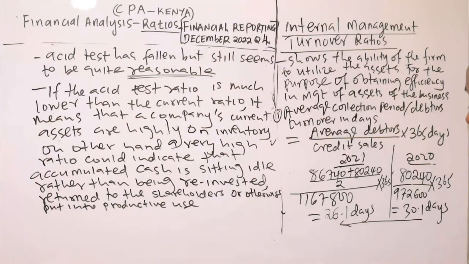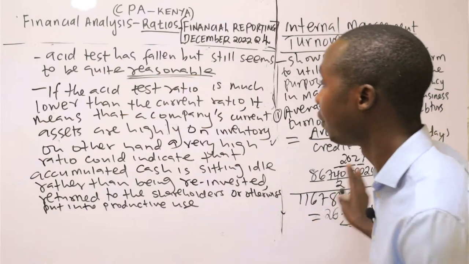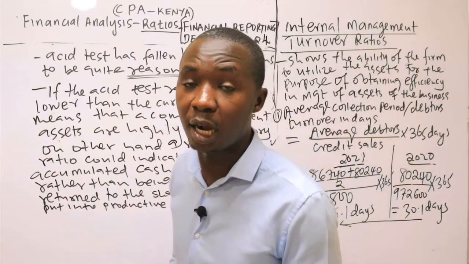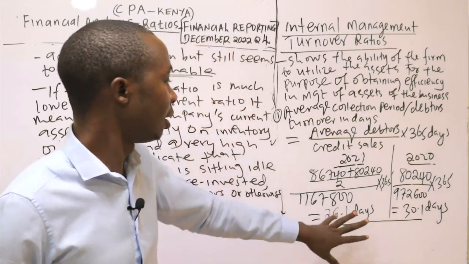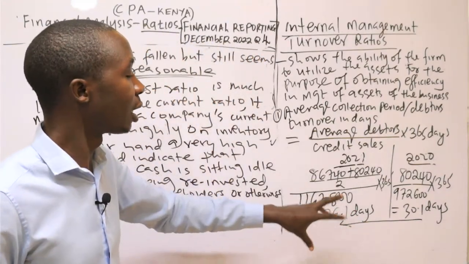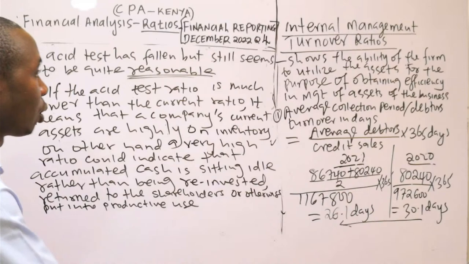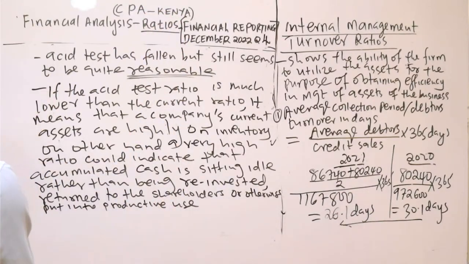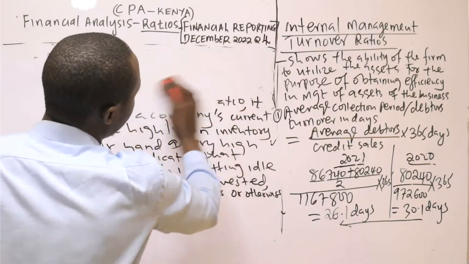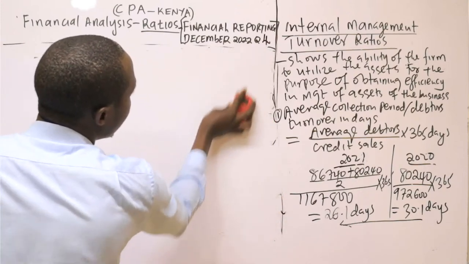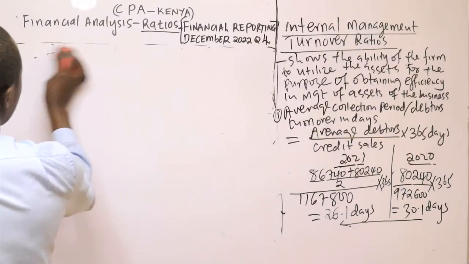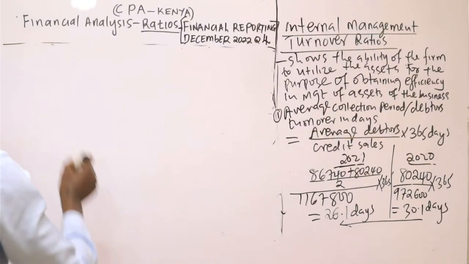So what will you comment about this when you come to the comments? In this company now, in the current year 2021, there appears to be efficiency of the firm's credit control. The accountant who was dealing with the debtors is now becoming more efficient. So there's efficient credit control because the days are reducing from 30 to 26. I will write that comment when I will be talking about the comment, and I will write about it more.